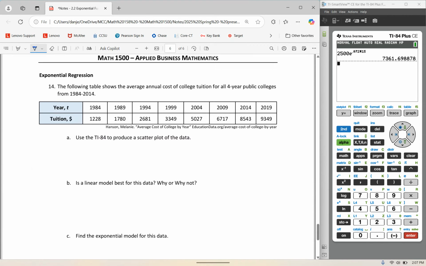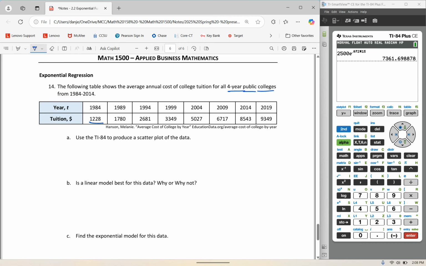Finally, we're looking at an exponential regression equation. Let's look at the cost of college tuition. You probably have not met me. Mr. Jensen, I graduated high school in 1984, and I went to college beginning in 1984 when college was a lot cheaper. Back then, for a public college, I did not myself go to a public college, but public college back then for a 4-year college, the cost of tuition, now this is tuition, it doesn't include room and board, was $1,228 a year.